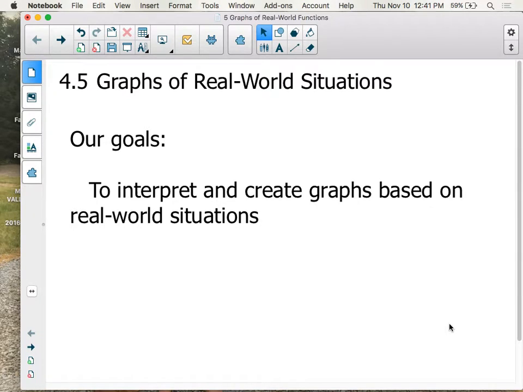So in this lesson, we're going to both interpret and create graphs that are based on real-world situations. You've probably seen a lot of graphs that occur in newspapers, magazines, on TV, anywhere in the news. We always have graphs that signify how something is changing. A graphical representation is great. So we're going to talk about interpreting that and even creating some of our own.